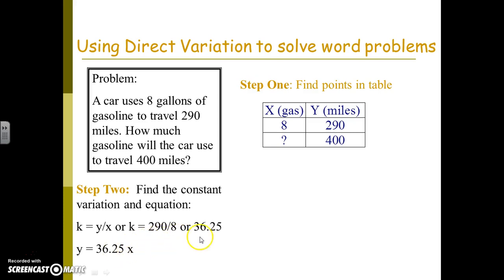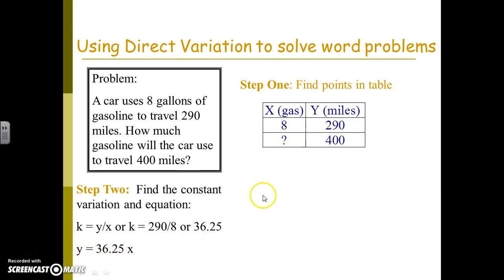I want you in your notebook to write that down in the space right here, what you think the units would be. So the constant of variation is 36.25 what? And that's something we'll talk about when we get back. So 36.25 times x, and again, x is the number of gallons of gas, and y is in miles, the distance that we traveled. So now we have to find out what happens with 400.